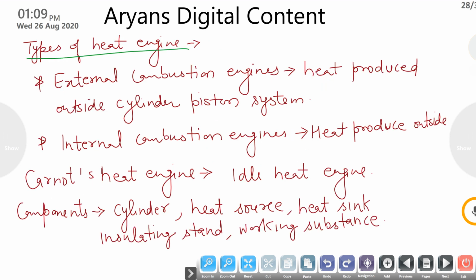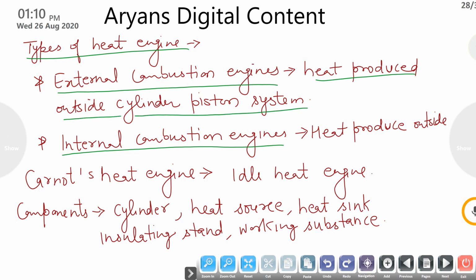Now types of heat engine. There are mainly two types of heat engine depending upon the process of producing the heat. So in an external combustion engine, if heat is produced outside your cylinder piston system, then this is known as an external combustion engine. And if heat is produced inside the cylinder piston system, then it is known as an internal combustion engine.